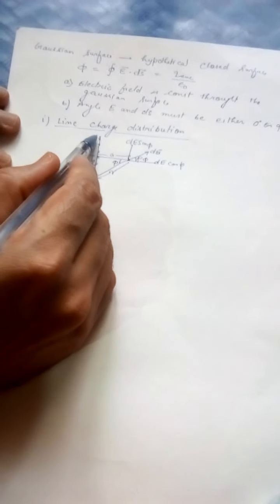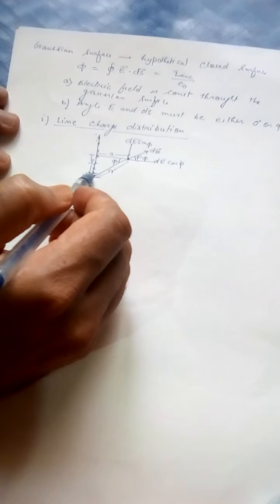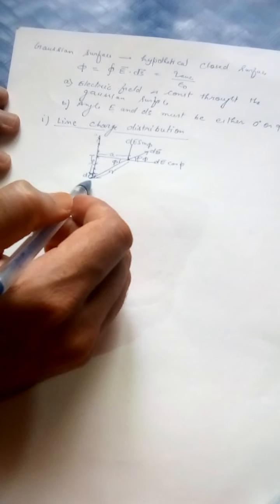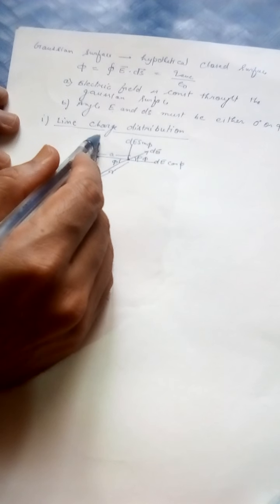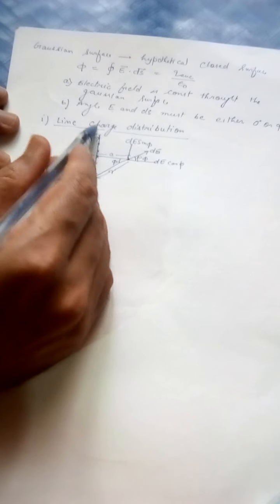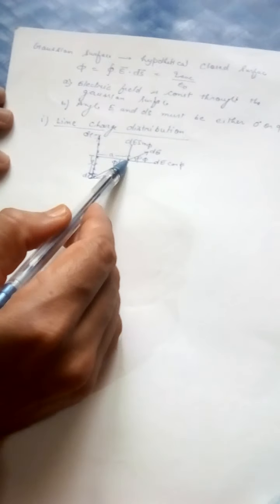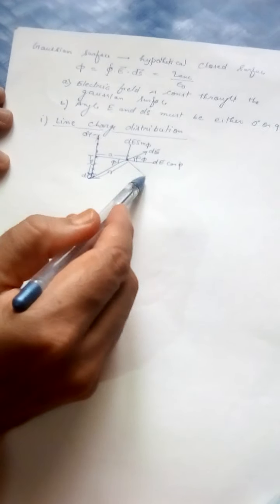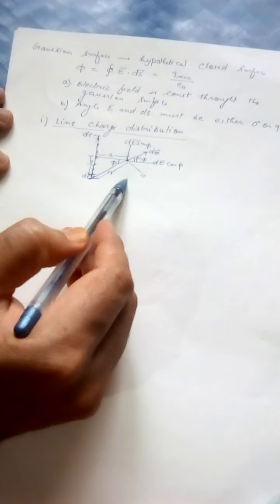Similarly, if a dl element exists on this side, some dl element will also be on the other side, because we are dividing the whole length of the charge distribution into small elements, dl, dl, dl, in this way. So that dl element will also produce dE, and dE has two components, dE cos phi and dE sin phi.